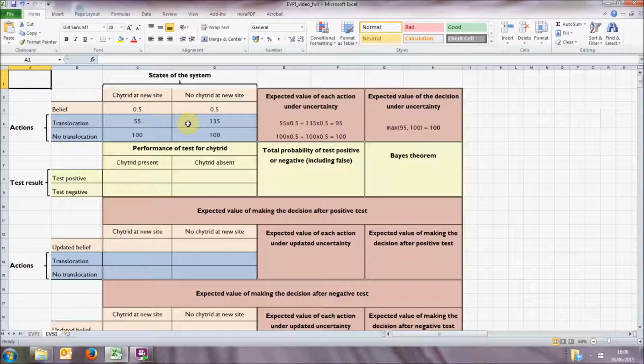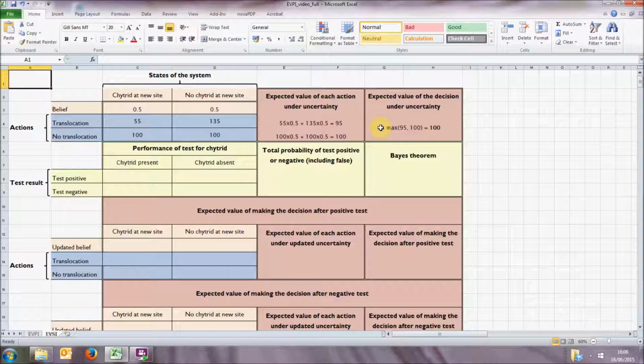Remember, the expected value of the decision under uncertainty is that of the action with the greatest expected value, and the expected value in turn is calculated as the average of the outcomes under each state of the system, with the belief in either state as a weight. In this case, under the current uncertainty, no translocation is the best decision under uncertainty, with an expected value of 100 individuals.